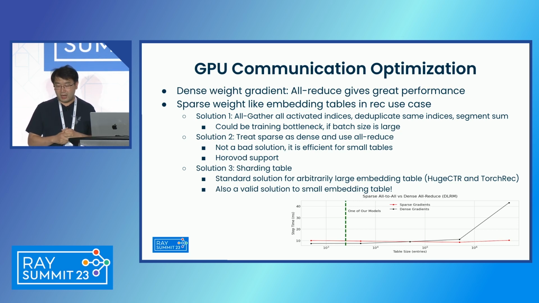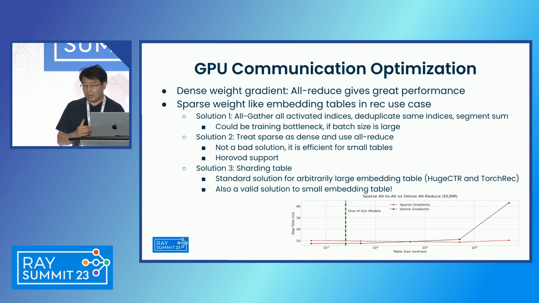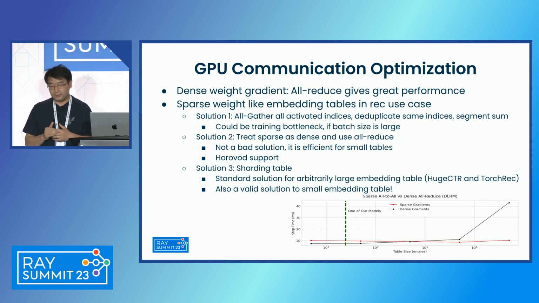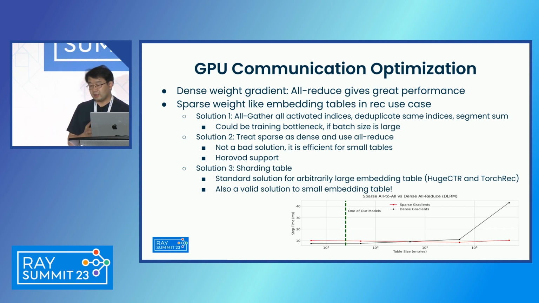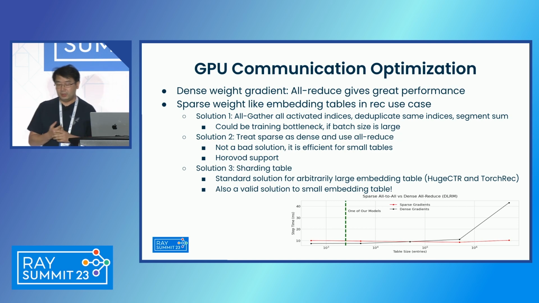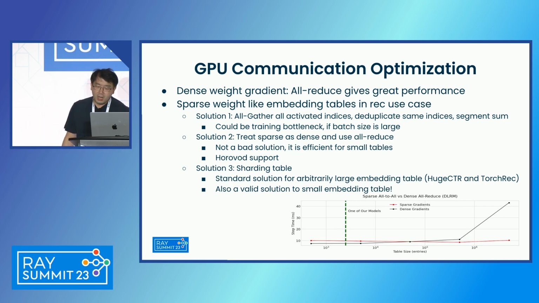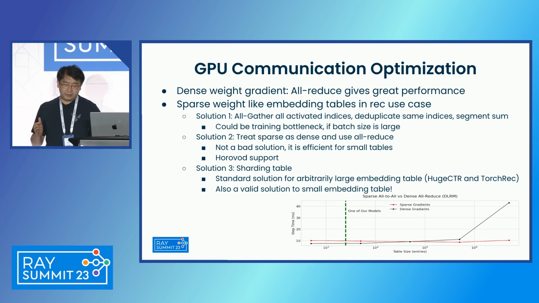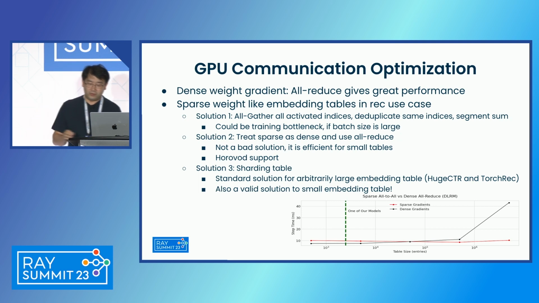Another solution is, if the table is not that large, we can use the dense method to do the table allreduce. This is also supported by Horovod. I think the last one is most probably for the large table, like the sharding. This can also be used for the small embedding table, where you don't need to shard the table, basically. We did some experiments. As long as the table size is not that large, the dense gradient communication gives very good performance compared with the sparse gradient communication.